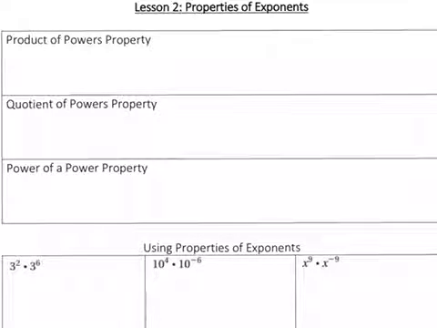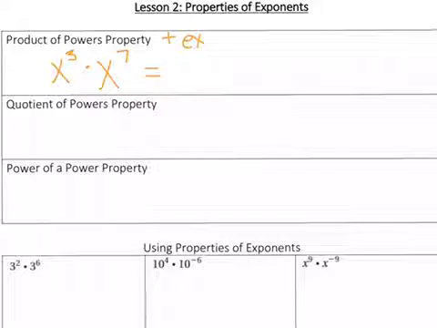So the first one is the product of powers property. Basically, you're going to see examples that look like this. You're going to have x to the third times x to the seventh. As long as they have the same base, all you do is add the exponents, and that is your answer. So when we add the exponents, this becomes x to the 10th power.